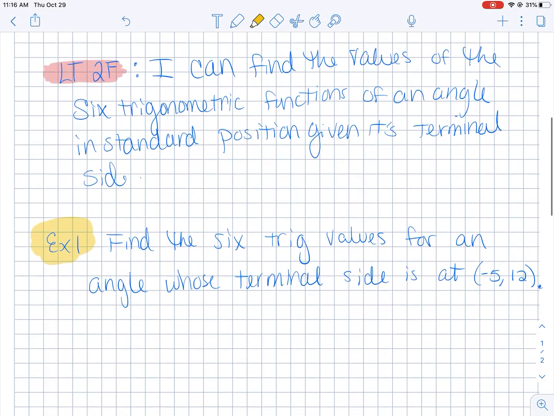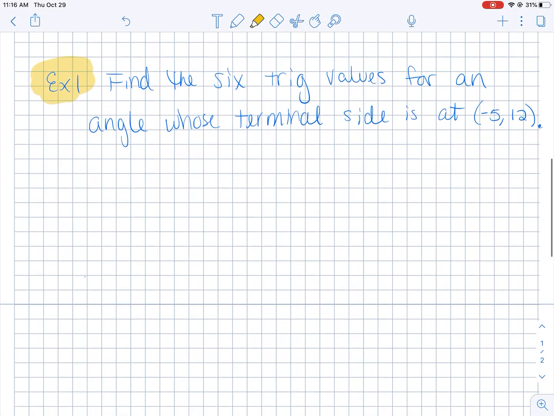and cosecant, okay? So our first example is find the 6 trig values for an angle whose terminal side is at the point -5 and 12. So I want to sketch the graph of this first. So let's see. 5, that works. Okay, so -5 and 12. 1, 2, 3, 4, 5, 6, 7, 8. I'm going to count by 2s here.